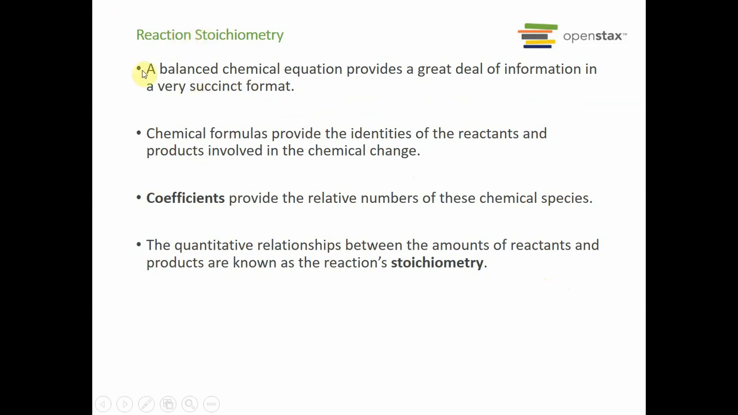Reaction stoichiometry. A balanced chemical equation provides a great deal of information in a very succinct format. Chemical formulas provide the identities of the reactants and products involved in the chemical change. The coefficients provide the relative numbers of these chemical species. The quantitative relationship between the amounts of reactants and products is known as the reaction's stoichiometry.